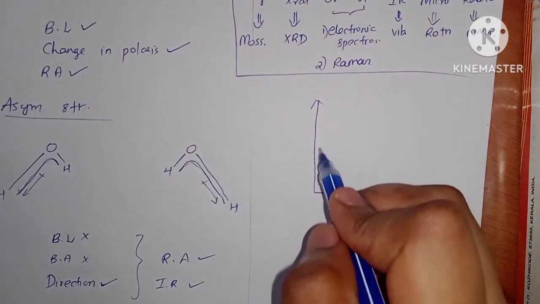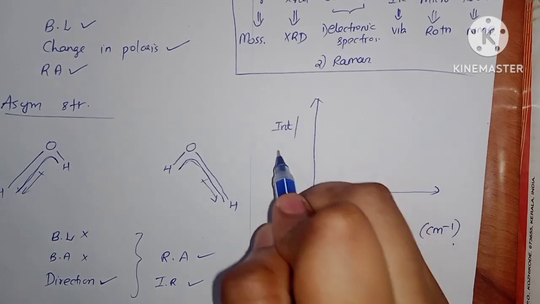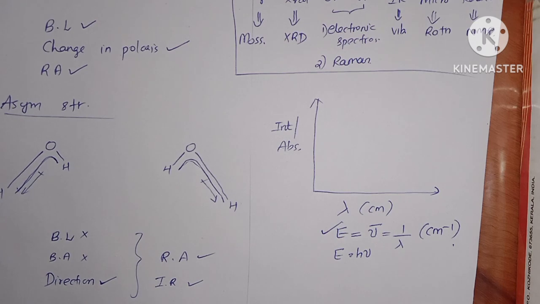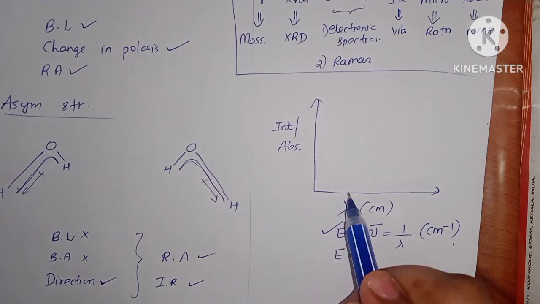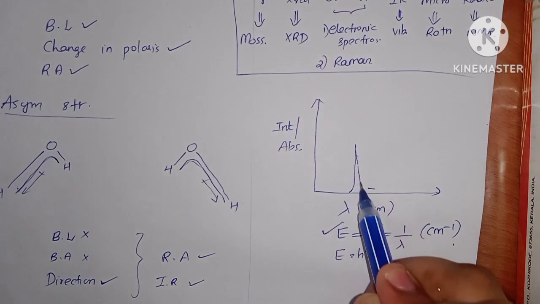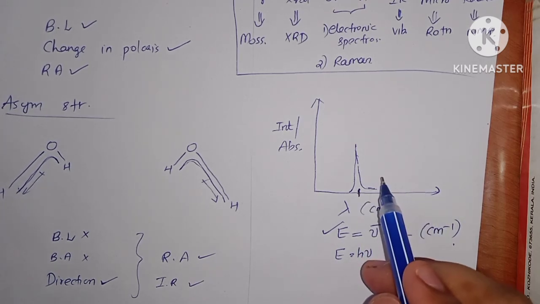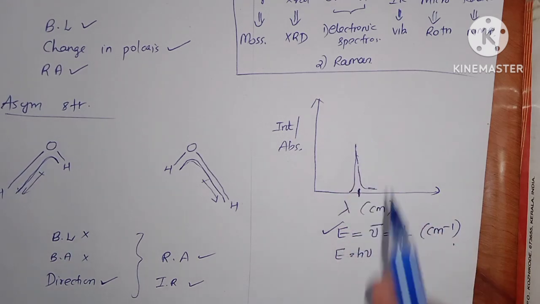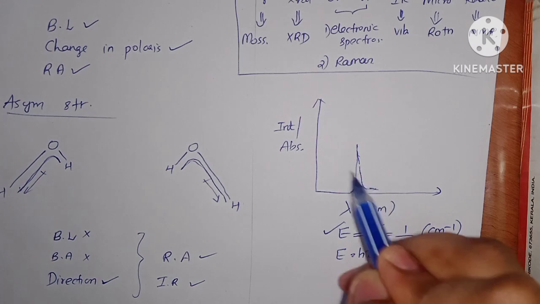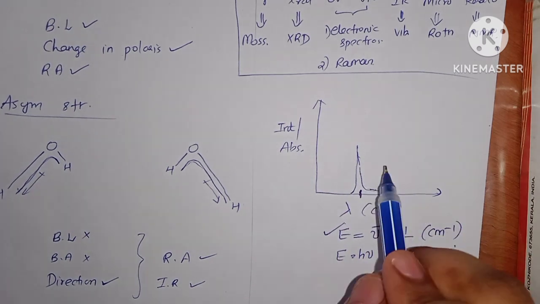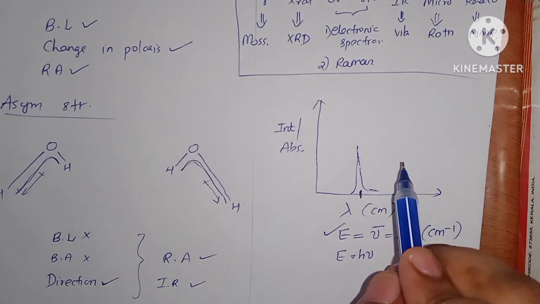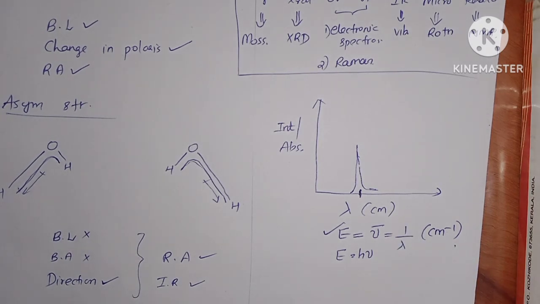And on the y-axis what we are seeing is intensity or absorbance, and that depends upon the number of transitions. If we are obtaining a peak like this, that means using this energy, a particular transition is occurring, and as the number of transitions increases, the intensity increases. So intensity depends upon the number of transitions, which depends upon the selection rules, which are the allowed transitions. If it is allowed, the number of transitions will be high. If it is forbidden, it is very low.